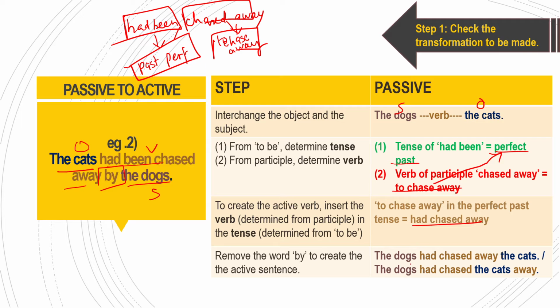So you get the dogs had chased away the cats, or in this case away is actually a preposition, so you can move it to the end also, place it wherever it feels correct. Okay, there's a lot of intuition involved when you're doing active passive. So you can either have it as the dogs had chased away the cats or the dogs had chased the cats away. The major thing that you need to work on is how you change the verb.